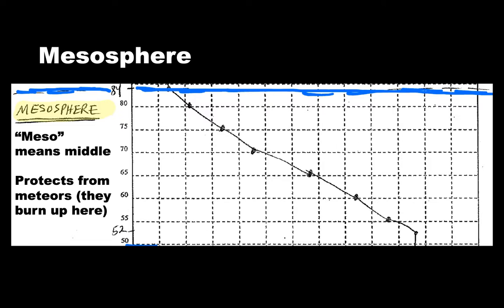So the next thing that I would like for you to add to your graph is a straight line across at 84 kilometers. You are going to label this as the mesosphere. Meso means middle. And the major thing about the mesosphere is that it protects us from meteors. This is where they burn up. This is the first place in our atmosphere that they encounter enough air particles that there is friction, that they begin to give off that shooting star look, if you will.